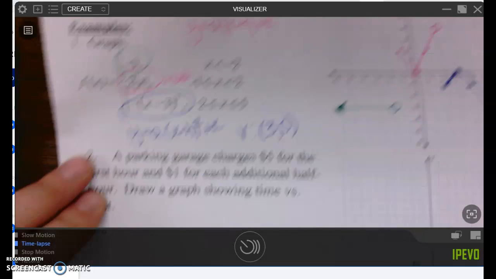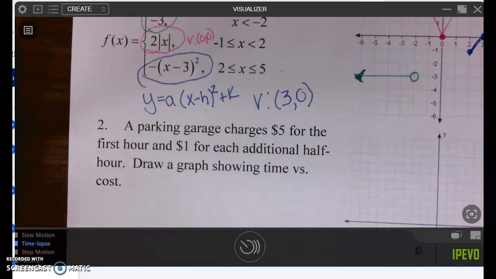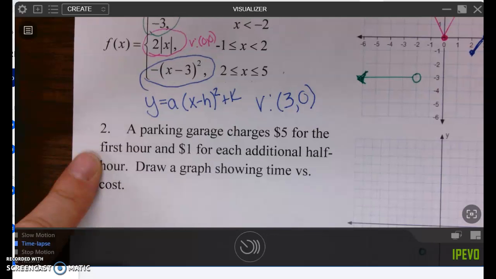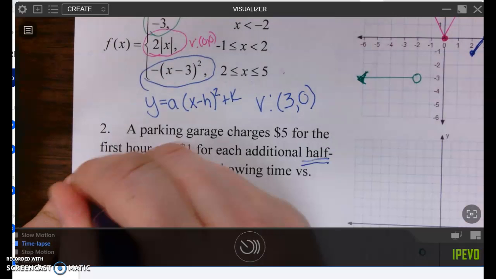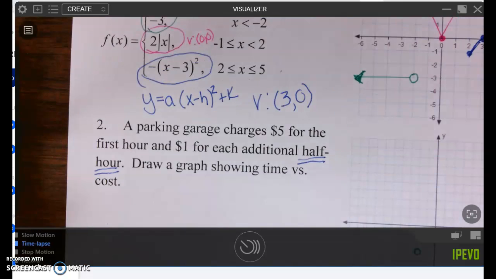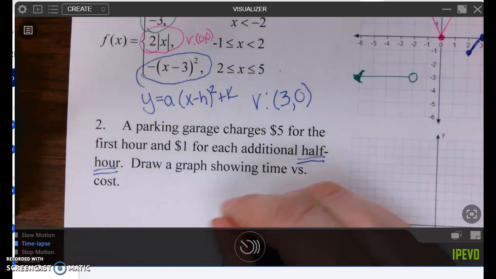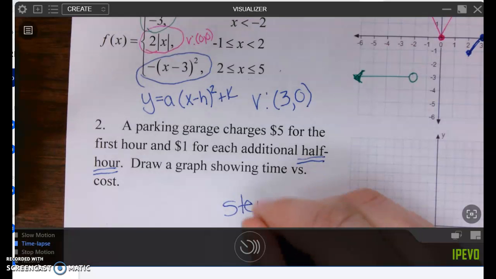Alright, so this is a function you have not seen before, at least to my knowledge, and it tells you that a parking garage charges $5 for the first hour and $1 for each additional half hour. And it's a little tricky there because it's each additional half hour. We need to draw a graph showing time versus cost. This is a step function. This is a function you have not seen before.